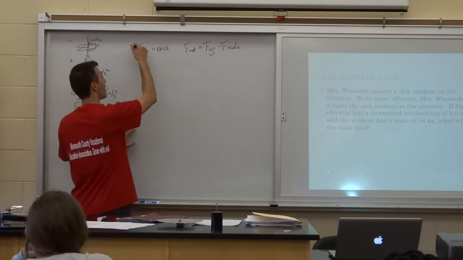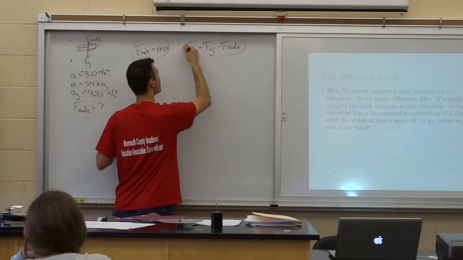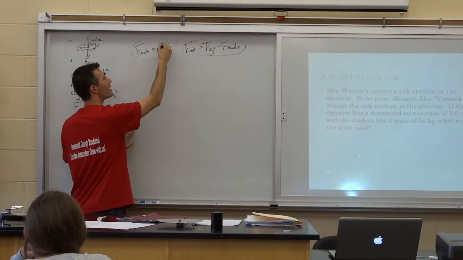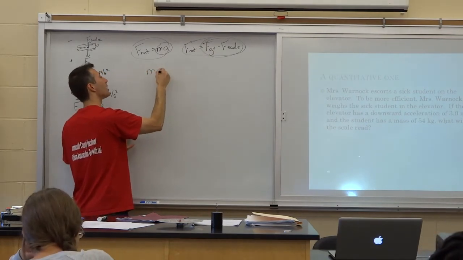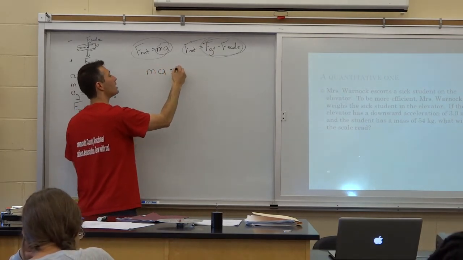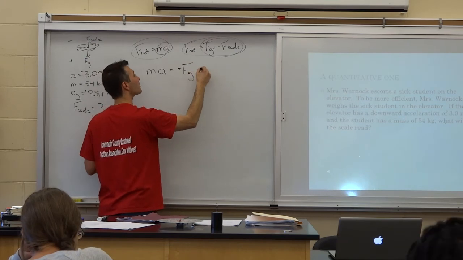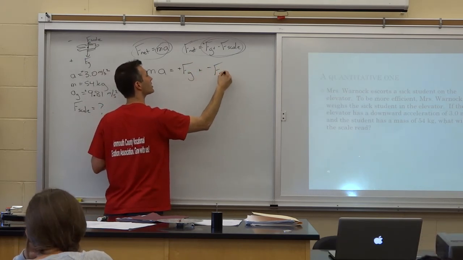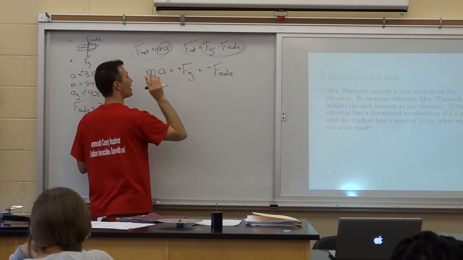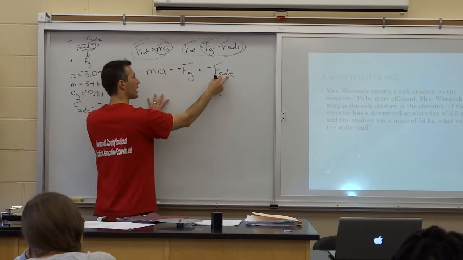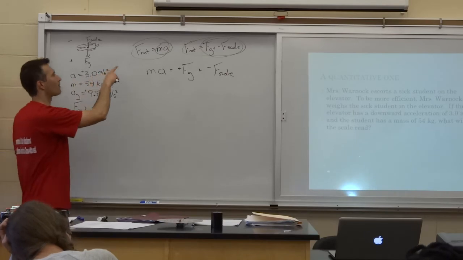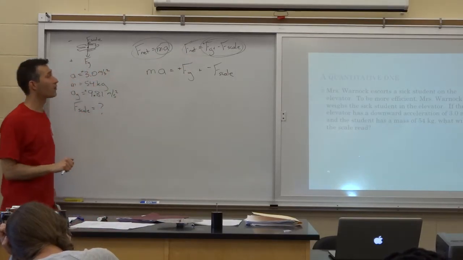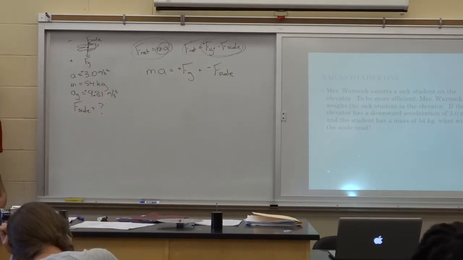So again, I have two equivalent expressions for net force, so I'm going to set those two things equal to each other. So the mass times the acceleration equals the weight plus the scale force. And I think I know everything in here except for the scale force. Any follow-up questions about merging those two equations together before I put my variables in?